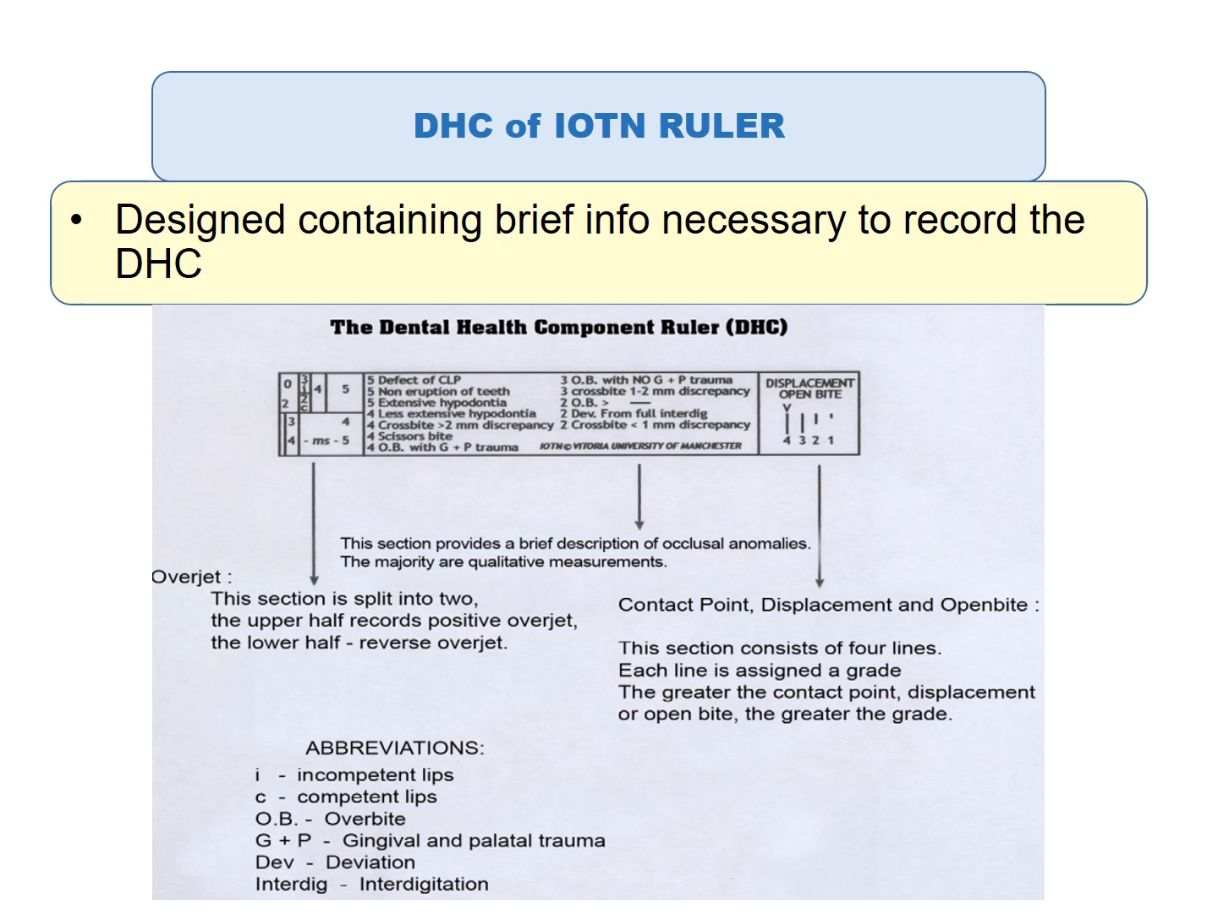Now, the DHC of the IOTN also has a ruler which is designed containing brief information necessary to record the dental health component. As you can see in this diagram, there is a section here on the ruler which records positive overjet and reverse overjet, and this section here records contact point displacement and open bite, and this middle section provides a brief description of occlusal anomalies, and the majority are qualitative measurements.